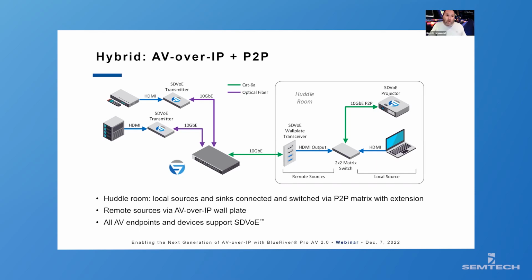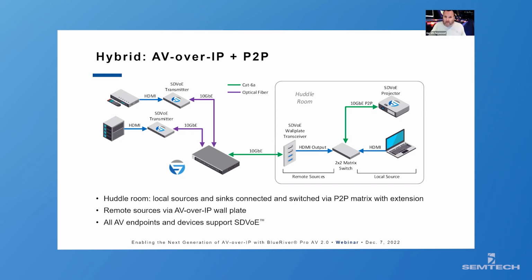But notice, however, that both local and remote AV sources are available to the huddle room by utilizing an SDVoE wall plate transceiver, simultaneous HDMI in and HDMI out, enabled by one BlueRiver device. And then if you take a look within the huddle room, I'm showing a simple 2x2 matrix switch with extension ports, and that's used to switch local and remote sources to that projector.